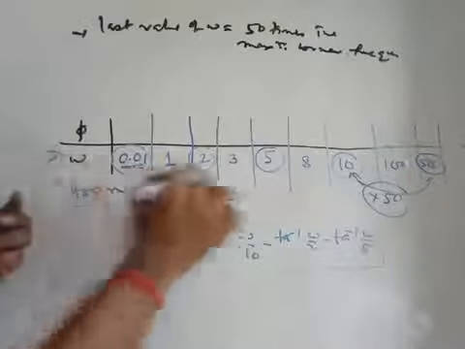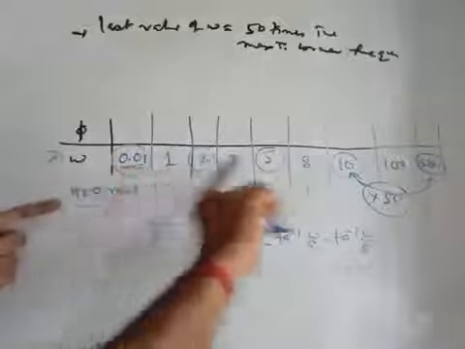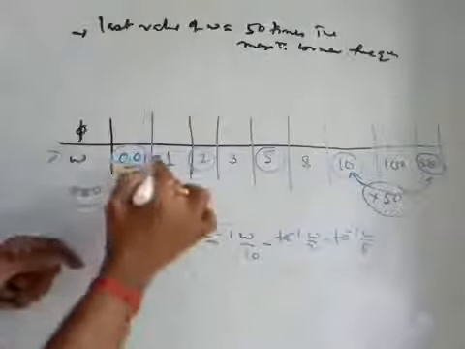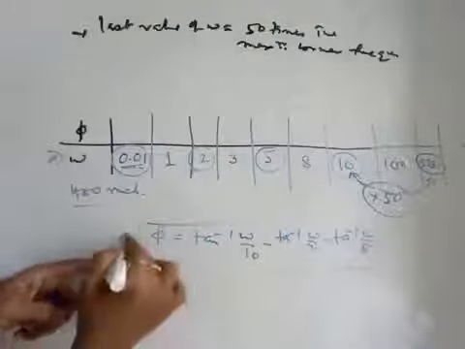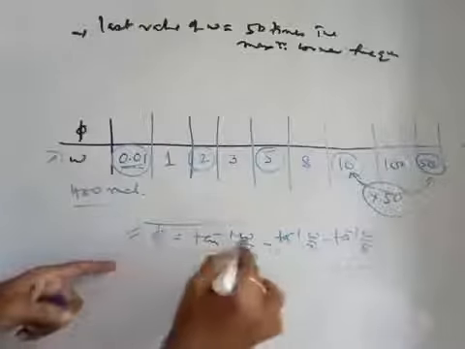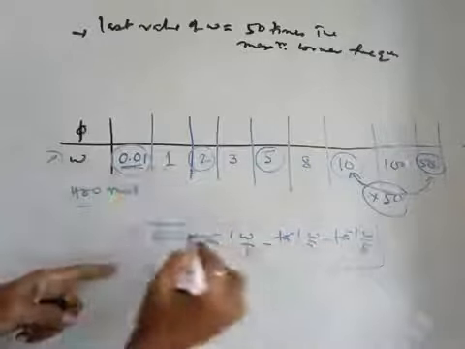Once you have obtained the frequencies in this table, what you have to do is take the calculator and calculate the value of phi. Omega equal to 0.01, put this in and get the phi.